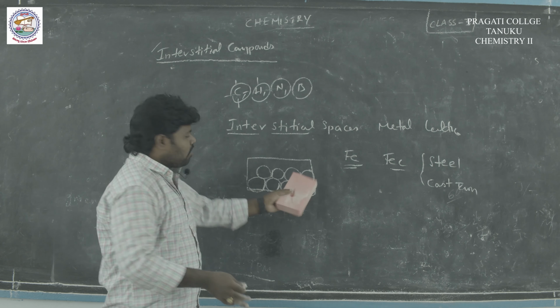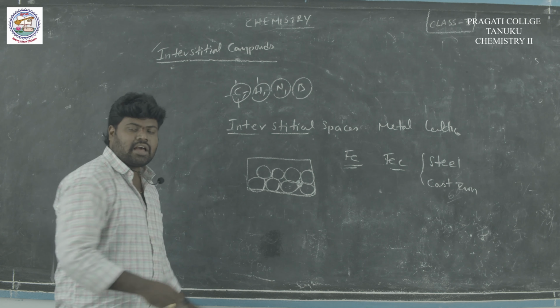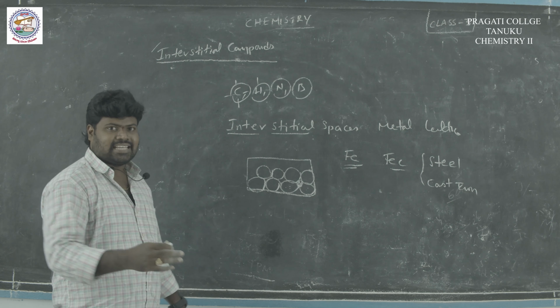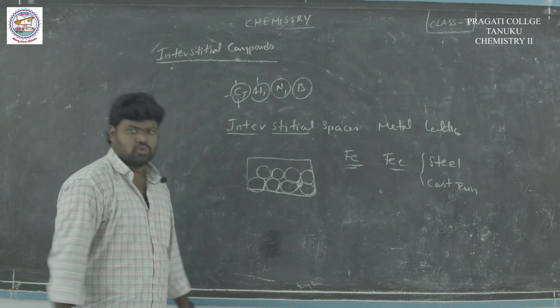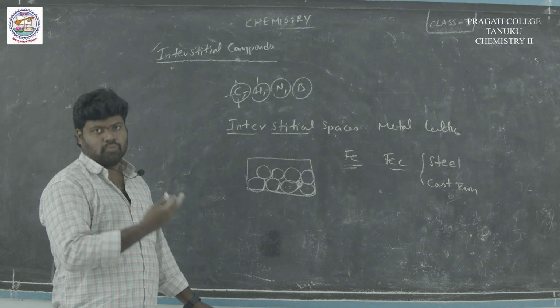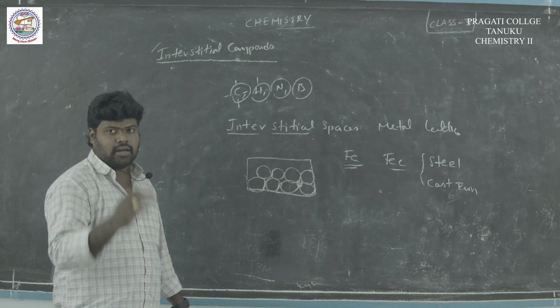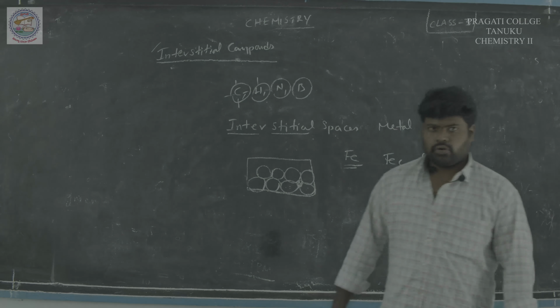So this type of compounds are called non-stoichiometric compounds, and these compounds are very hard. At the same time, these compounds act as good electrical conductors, and thermal conductors also, because free electrons are very numerous in these compounds. Okay, next property we'll discuss in tomorrow's class. Okay.